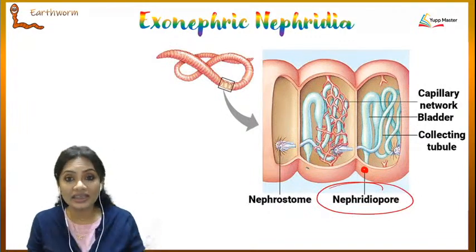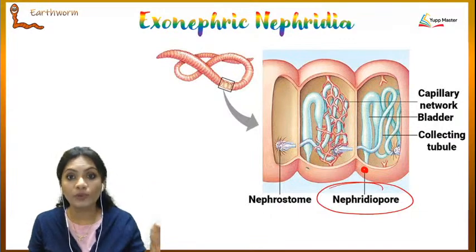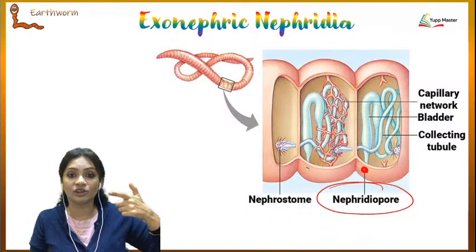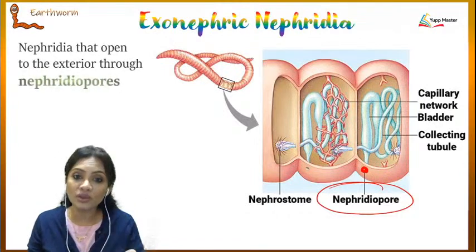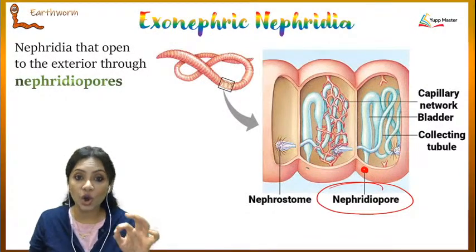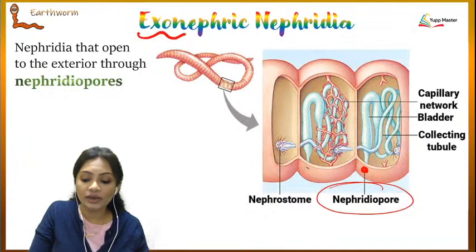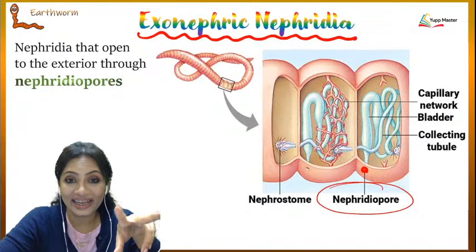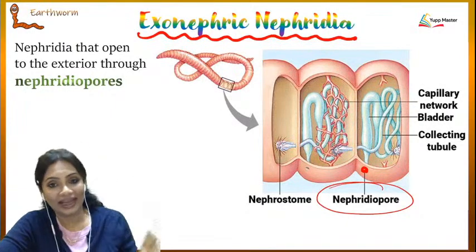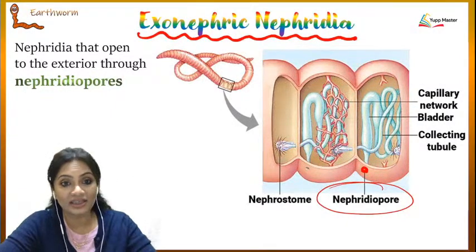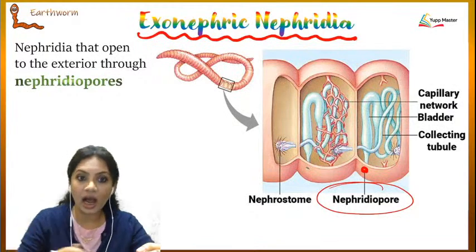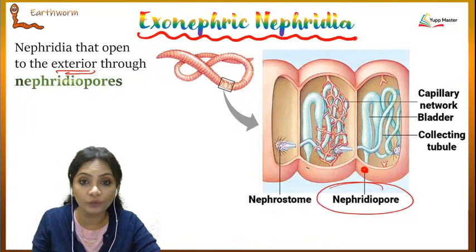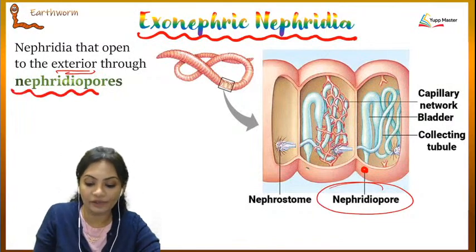So, these nephridia which have the nephridiopores in order to throw the secretion to the exterior, those type of nephridia are called exonephric nephridia. Exo means exterior. Exonephric nephridia means the nephridia are opening to the exterior, that too with the help of those nephridiopores.